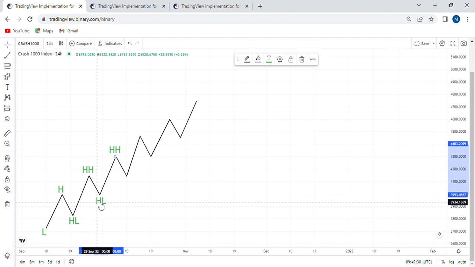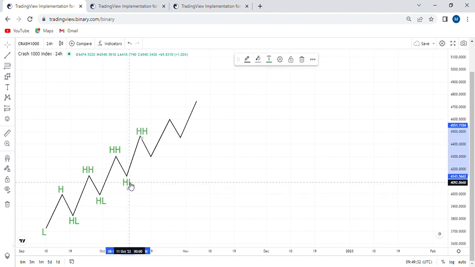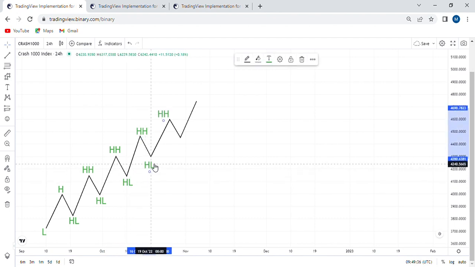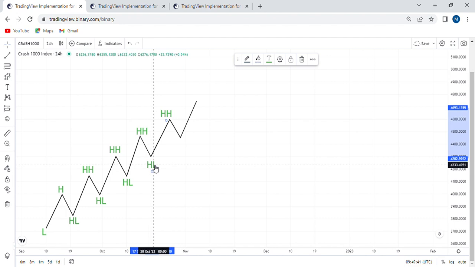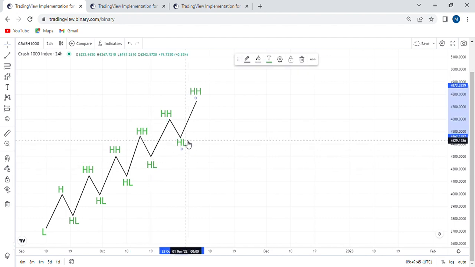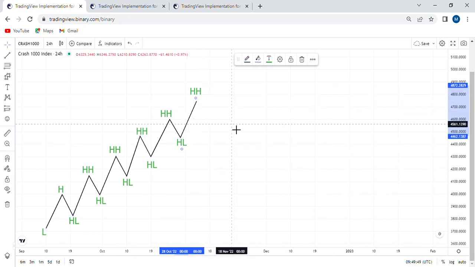Now this is it, as simple as that. This is how the market moves. This is now our new low, and this one is supposed to be our higher high. So this is it. This is a clear uptrend.